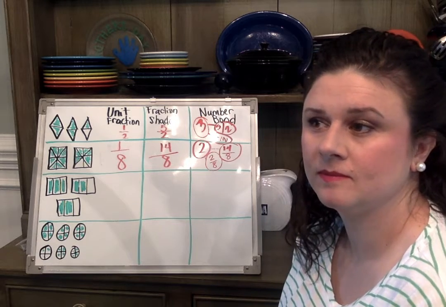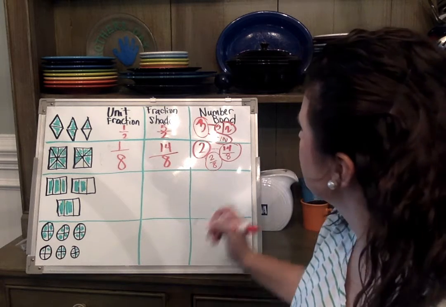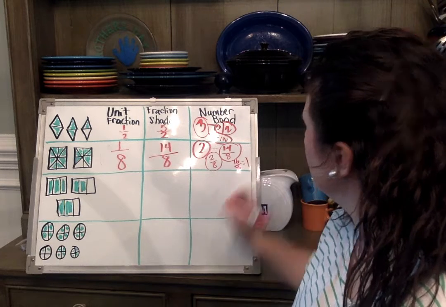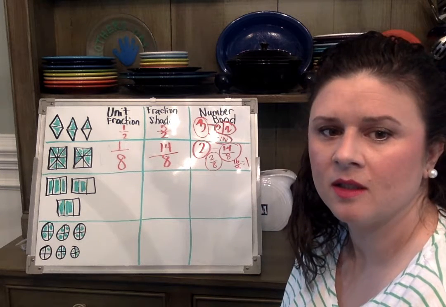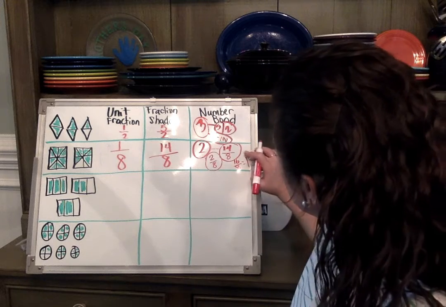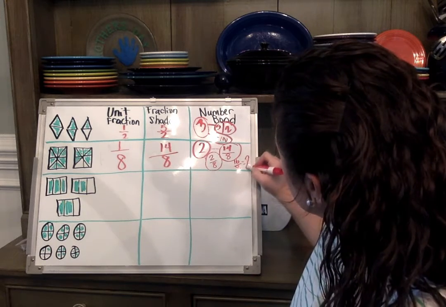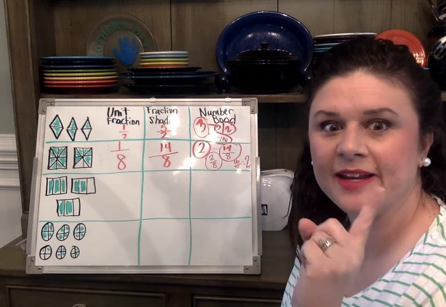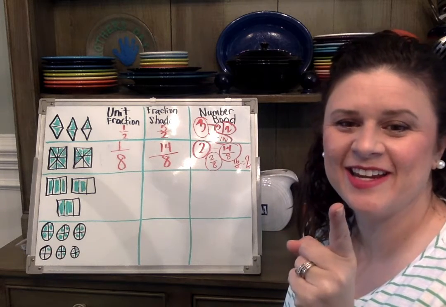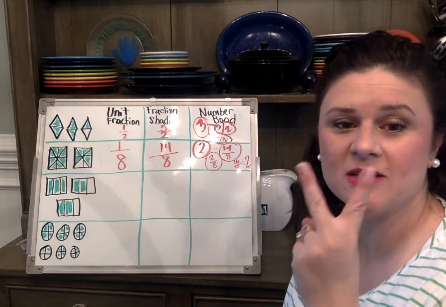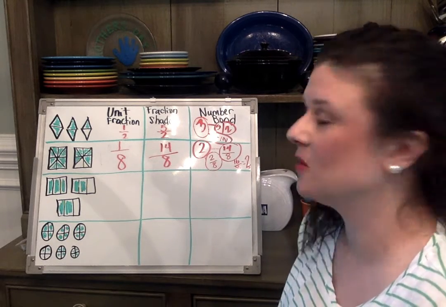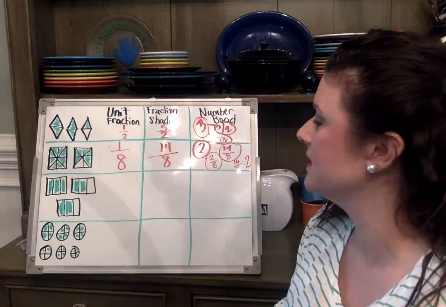16 eighths would equal 1 whole. No, that's not right. 16 eighths would equal 2 wholes, because if I have 8 eighths, that's 1. And if I double 8, that's 16. So 16 eighths would be 2 wholes. Thinking back to that doubling and halving we talked about, it's going to come into play with fractions too.